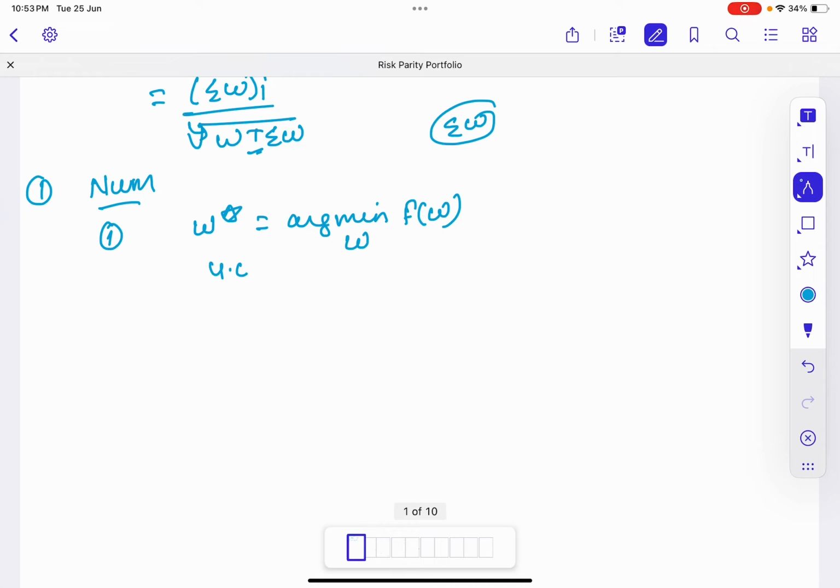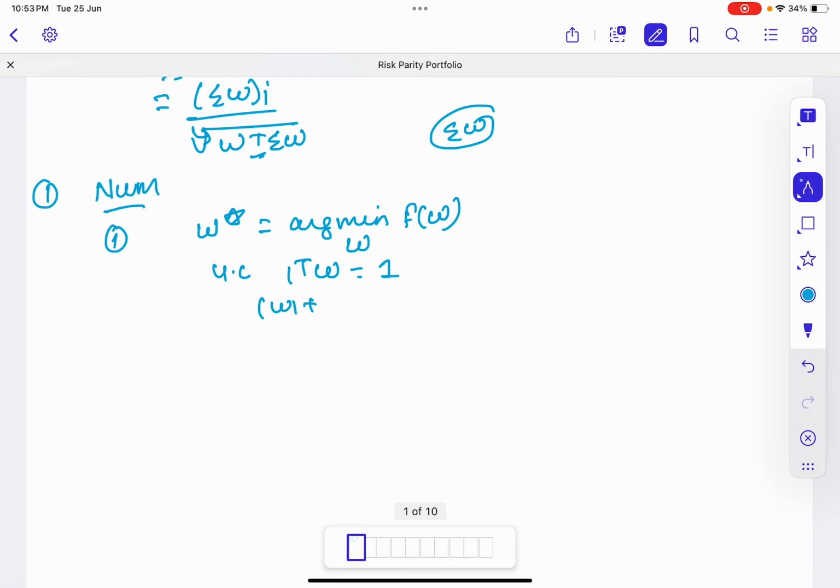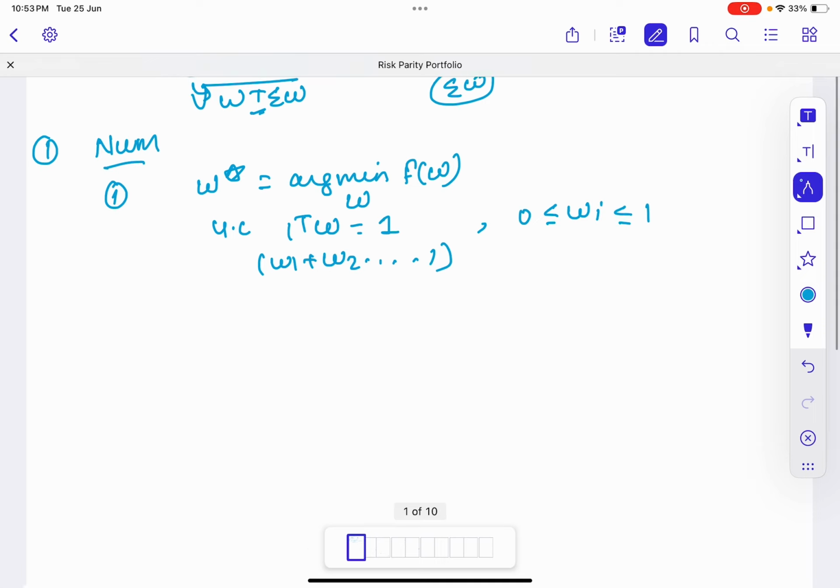So what are the constraints? The first constraint is that the weights of all assets should sum up to 1. And the second condition is that weight i should be greater than 0 but less than or equal to 1.